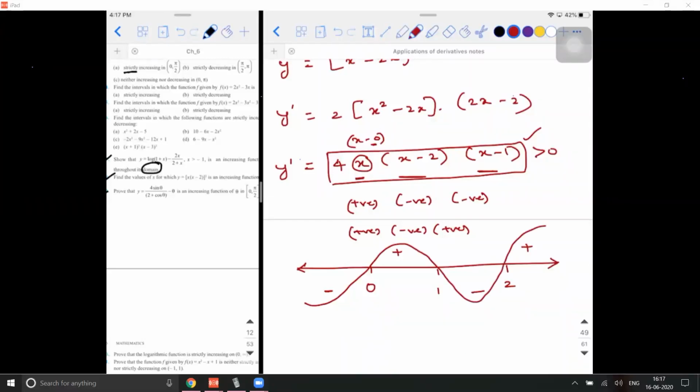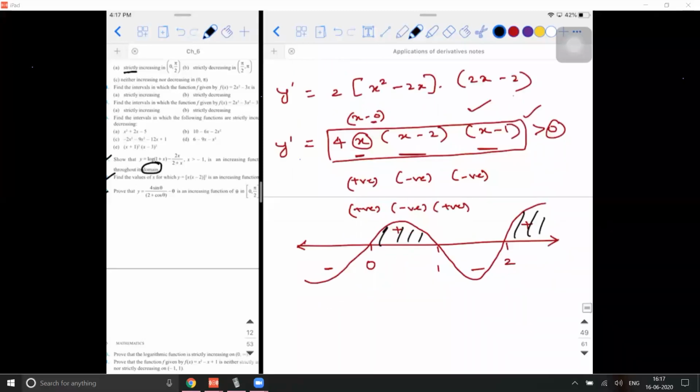Now what are we trying to say? Y dash should be greater than 0. This curve, where all is it giving me a positive value? So the value of x that you need to write is x belongs to 0 to 1 union 2 to infinity. So this is the domain. These are the values of x in which the function is increasing. Is there anyone having a doubt?